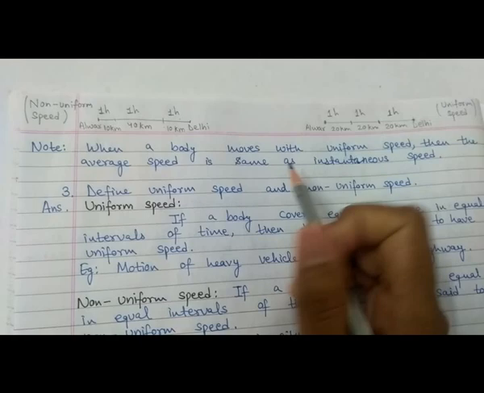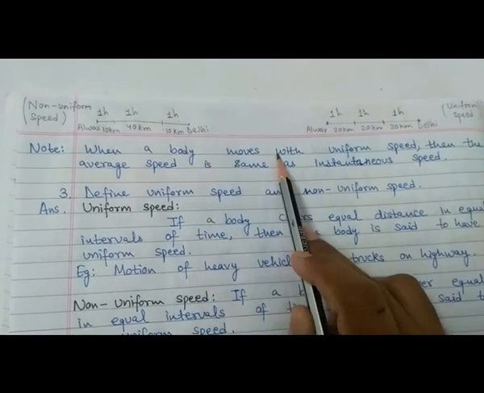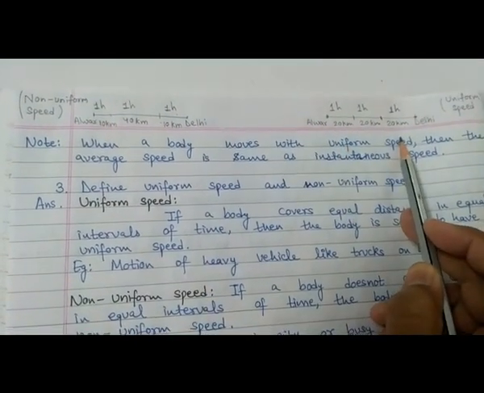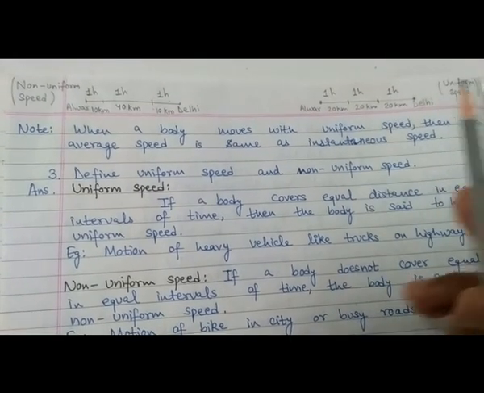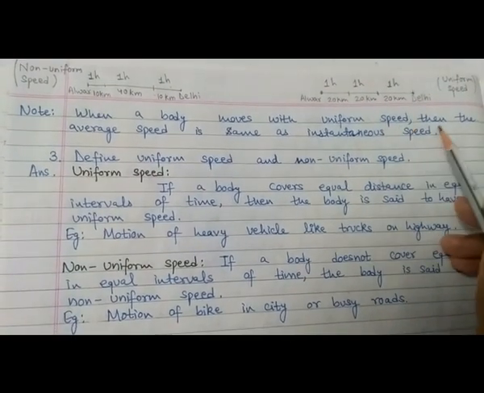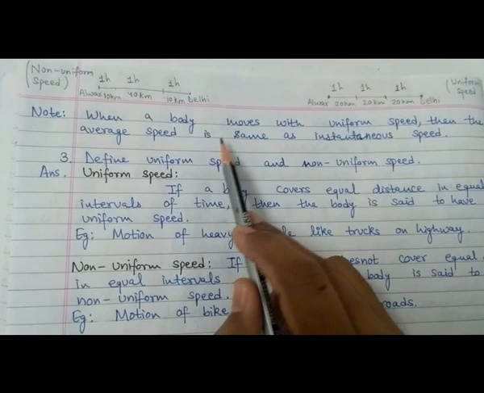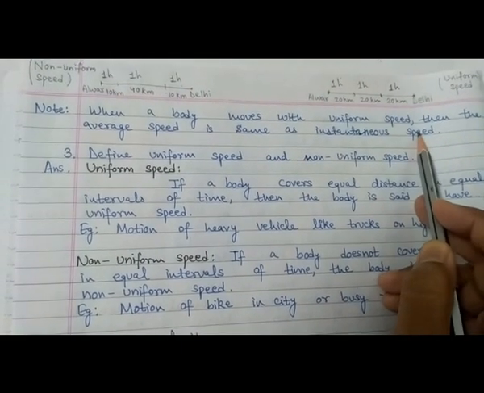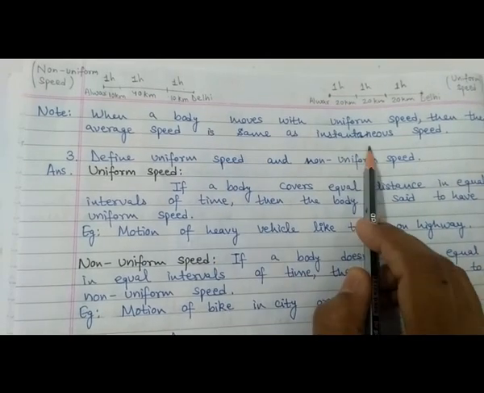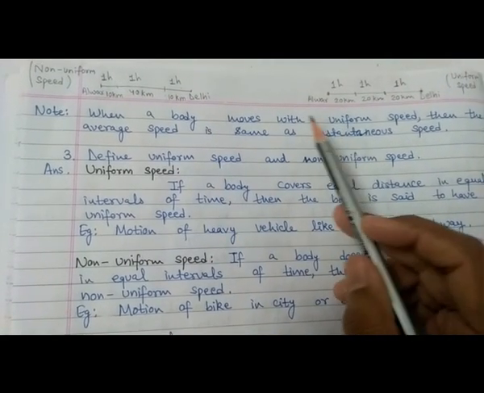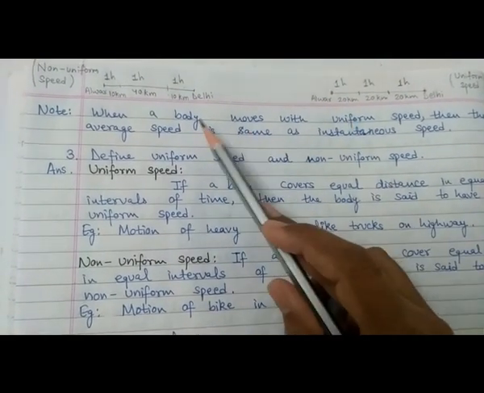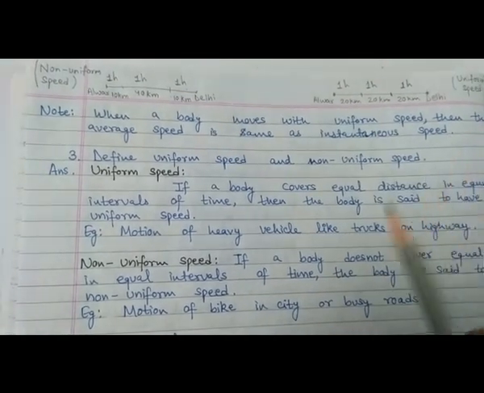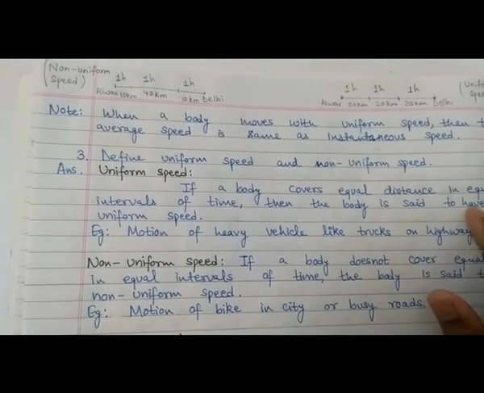Let's read it again. When a body moves with a uniform speed, that means my speed is the same, then the average speed is the same as instantaneous speed. This will be the same only on one condition, and that condition is that the body moves with a uniform speed.